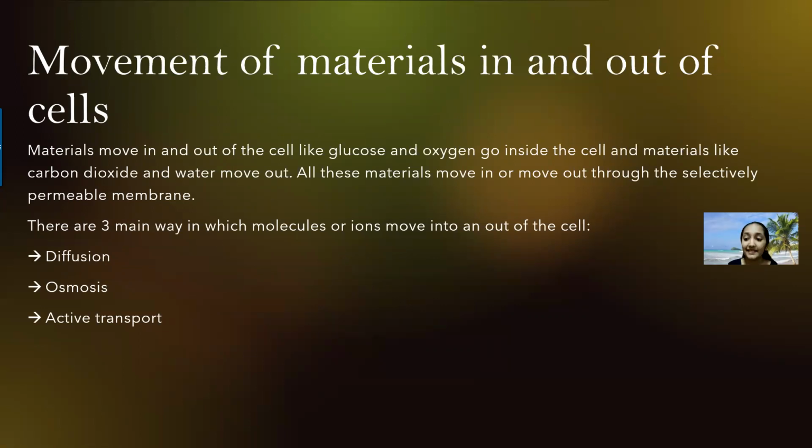Next. Movement of materials in and out of the cells. Materials move in and out of the cell. Materials like glucose and oxygen go inside the cell, and materials like carbon dioxide and water move out. All these materials move in or move out through the selectively permeable membrane. There are three ways in which molecules or ions move into and out of the cell: diffusion, osmosis, and active transport.